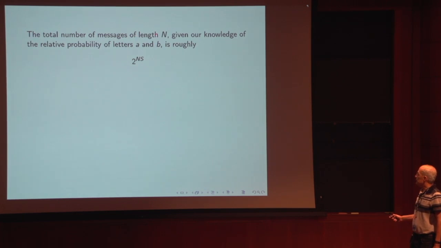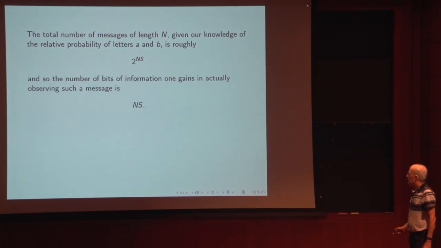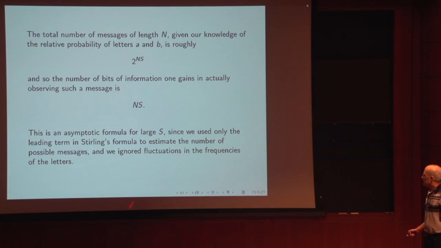So the total number of messages of length n is roughly 2 to the n times s, and so that's the number of bits of information that you can gain when you observe such a message. It's an asymptotic formula for large n because we use Stirling's formula, only the leading term in it, to estimate the number of possible messages, and we ignored fluctuations in the frequencies.